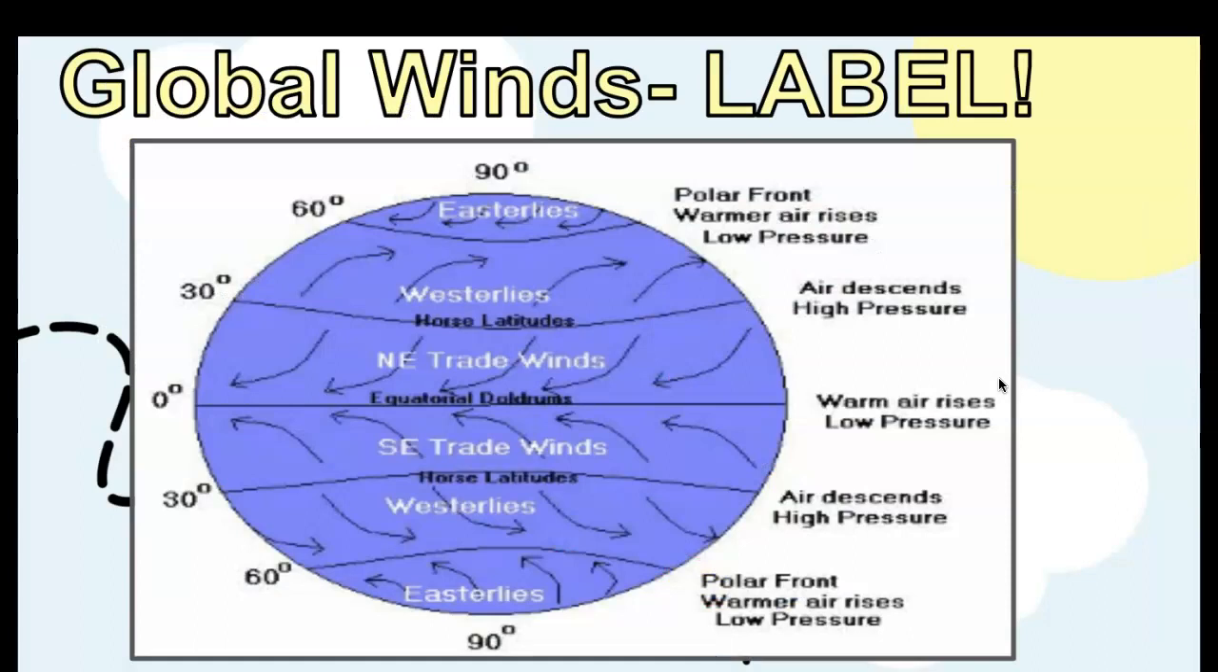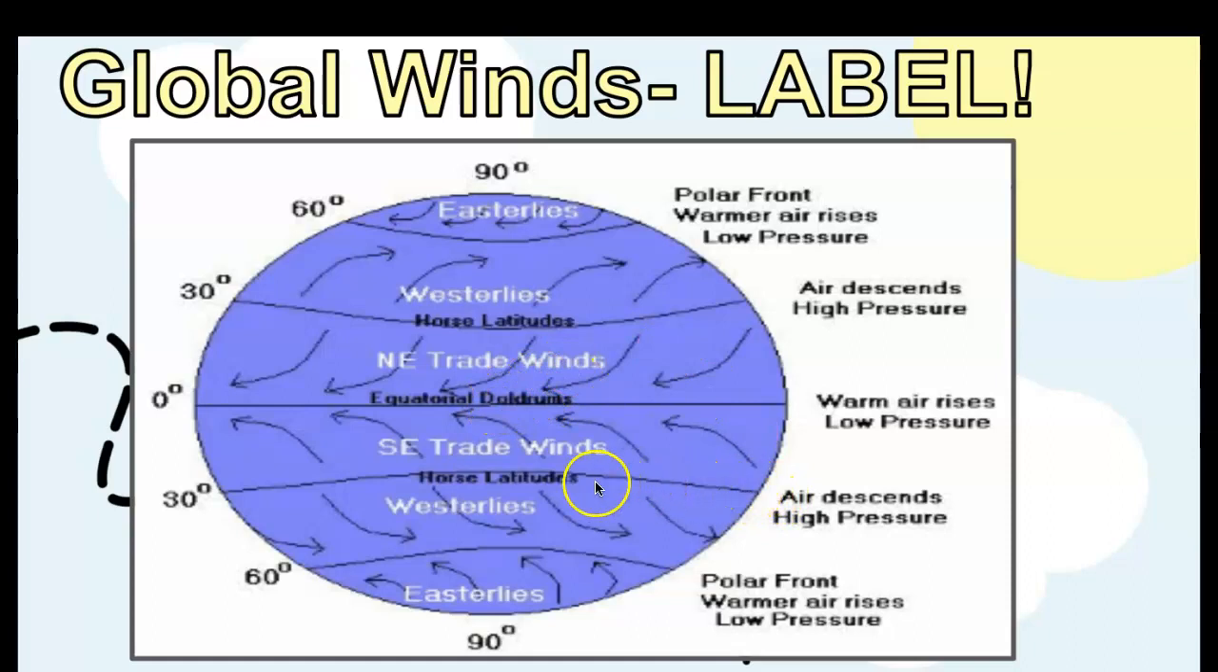On your notes, it has you labeling the global winds. So you need to make sure from 60 to 90 you have easterlies. From 30 to 60 you have westerlies. On this 30-degree line is horse latitudes. In between 0 and 30 on both sides is your trade winds. And in the middle where the equator is, those are your doldrums.